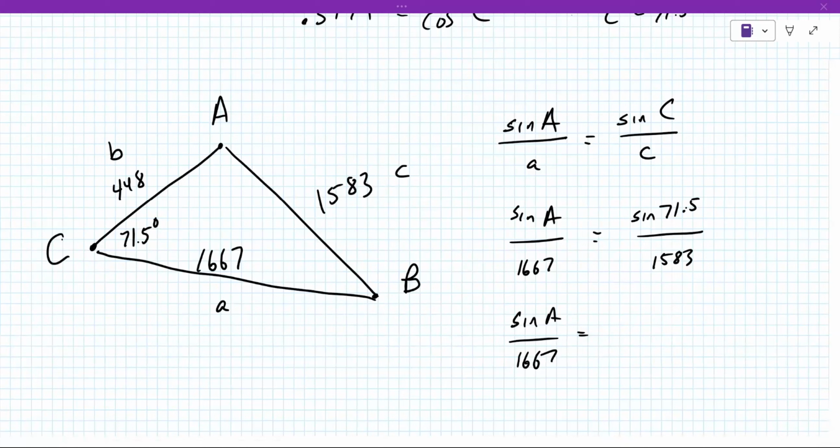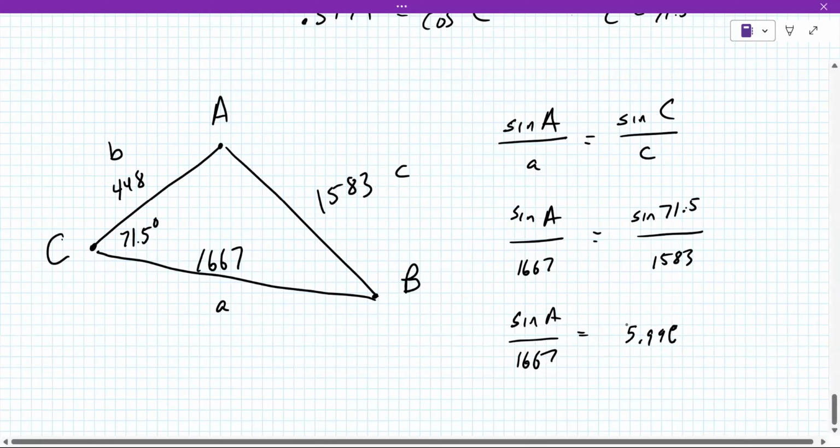71.5 divided by 1,583. And you can see that it's pretty small. That's one of the reasons you don't want to do this in pieces, but it's 5.9999906 times 10 to the minus 4. And then you're multiplying that by this 1,667.